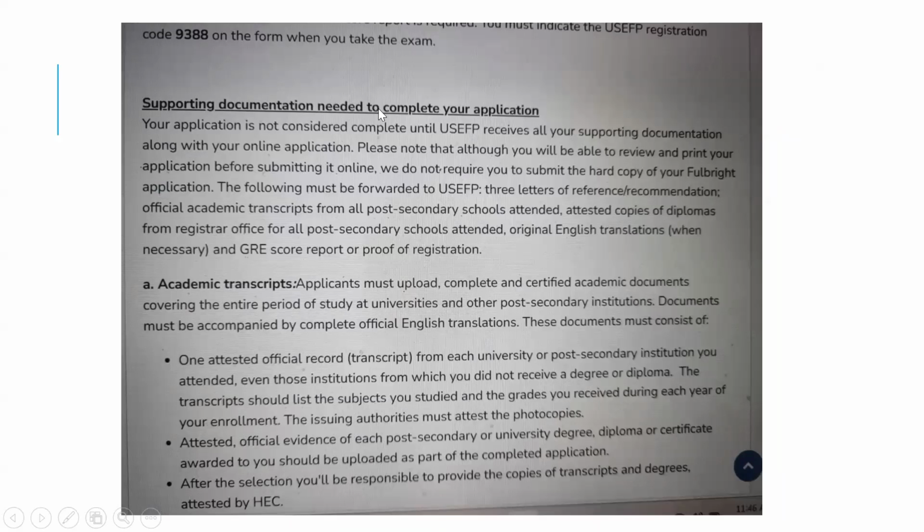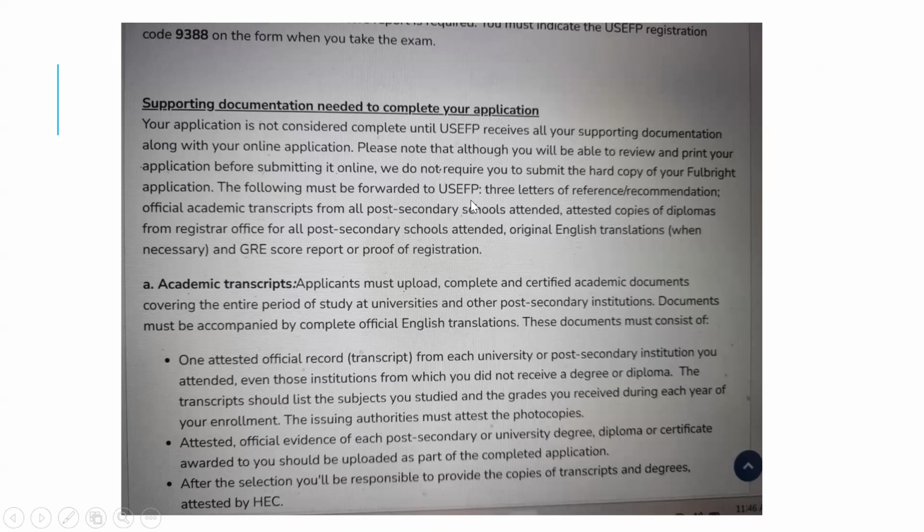Okay, supporting documentation needed to complete your application. Your application is not considered complete until USCFP receives all your supporting documentation along with your online application. Please note that although you will be able to review and print your application before submitting it online, we do not require you to submit the hard copy of your Fulbright application. So this is all an online process. Do not submit a hard copy application.